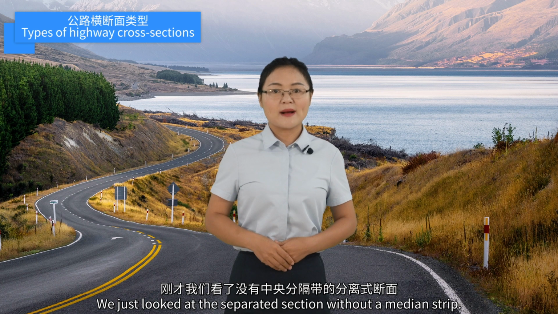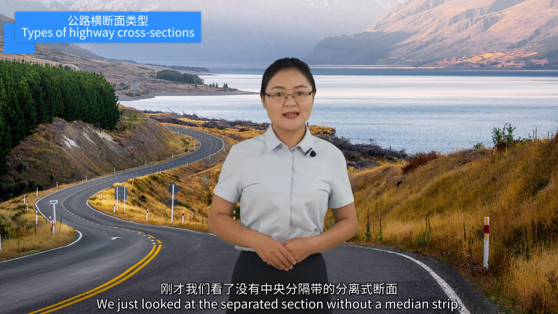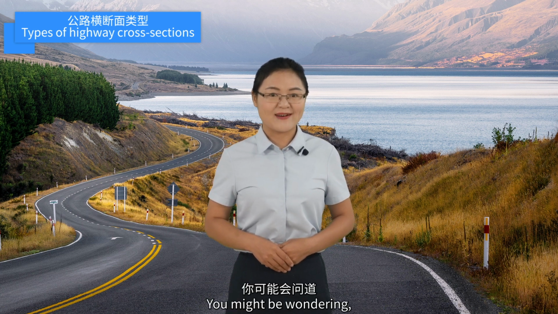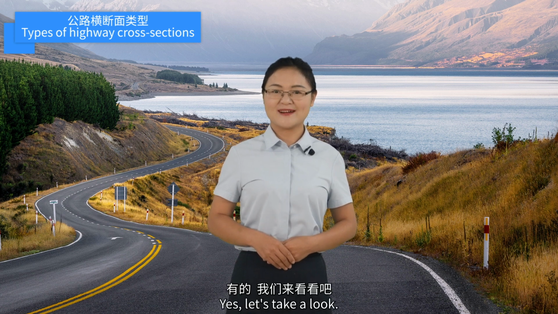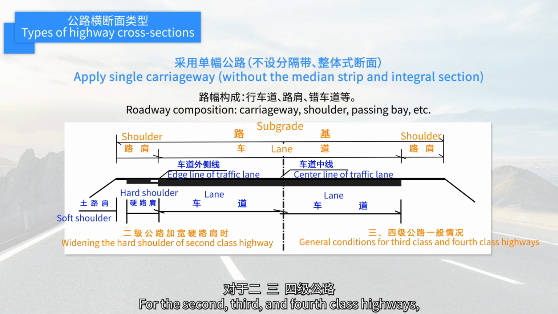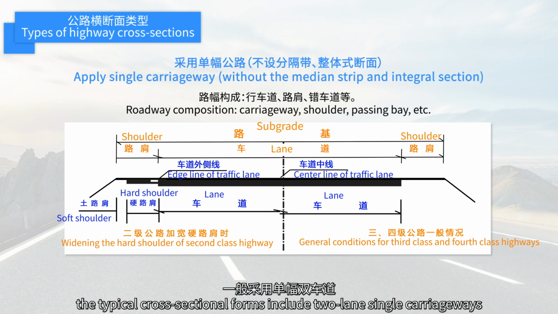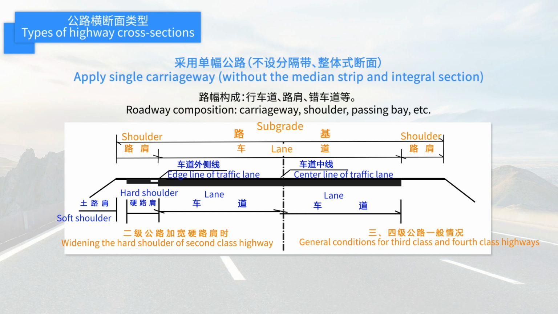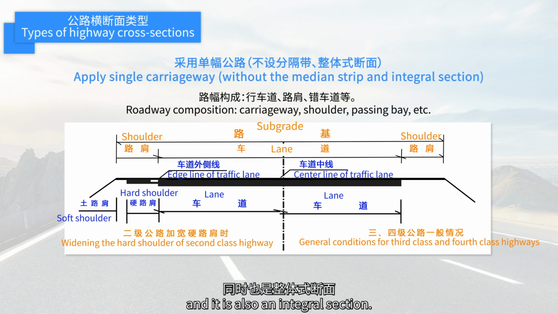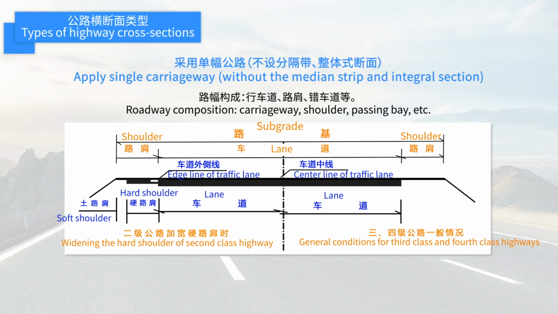We just looked at the separated section without a median strip. You might be wondering, is there an integral section without a median strip? Yes, let's take a look. For the second, third, and fourth-class highways, the typical cross-sectional forms include 2-lane single carriageways and single-lane single carriageways. As illustrated in this diagram, there is no central reservation, and it is also an integral section.